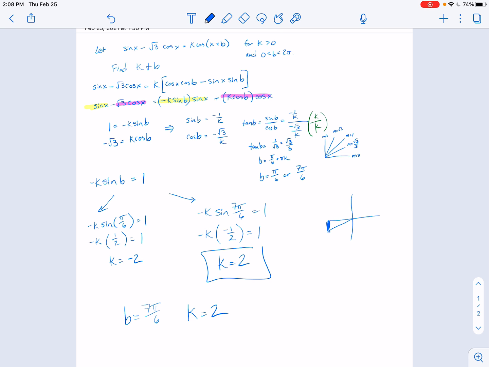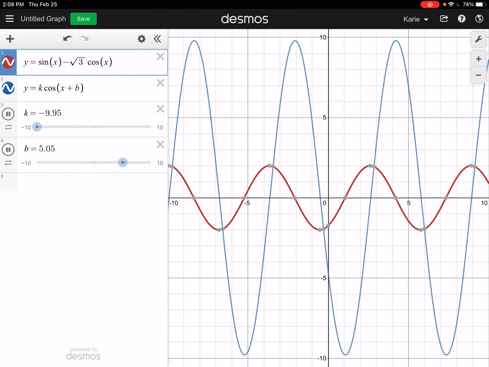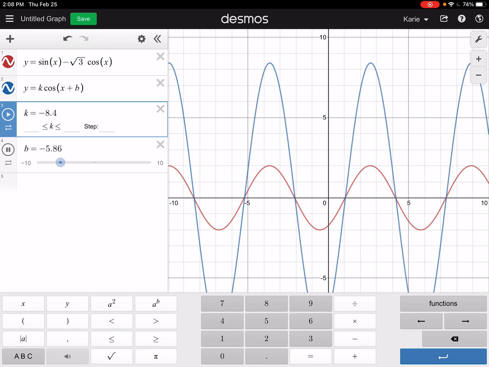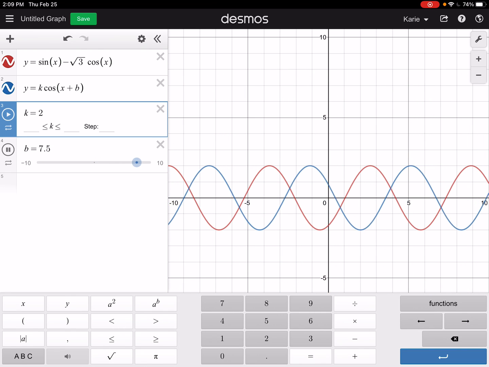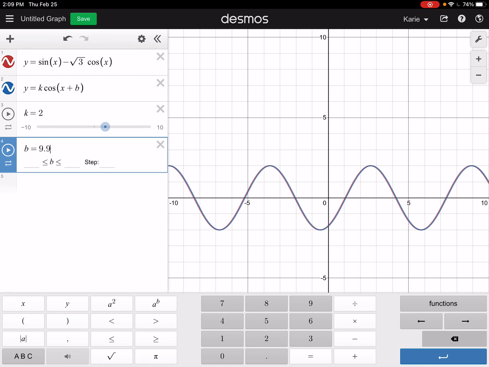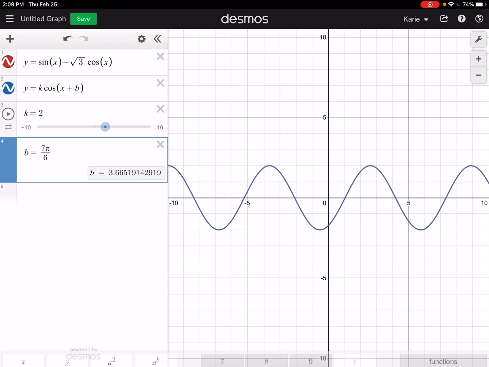So now let's go check on Desmos. Let's see what happens when I use k equals 2. Okay, let's type that in. k equals 2, that's good. And then what did we just say? 7 pi over 6, if I'm remembering correctly. 7 pi over 6. Oh, look at that. How cool is that? Here are those two graphs.